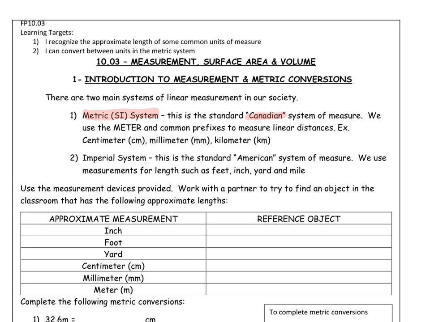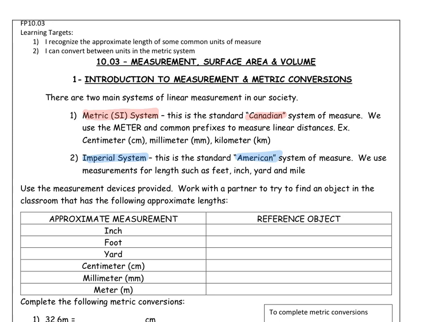The second system of measurement is the Imperial System, which we are also familiar with. This is the standard American system of measurement, often used in construction and different trades, and we very often hear things such as feet or inches, yards, or miles.